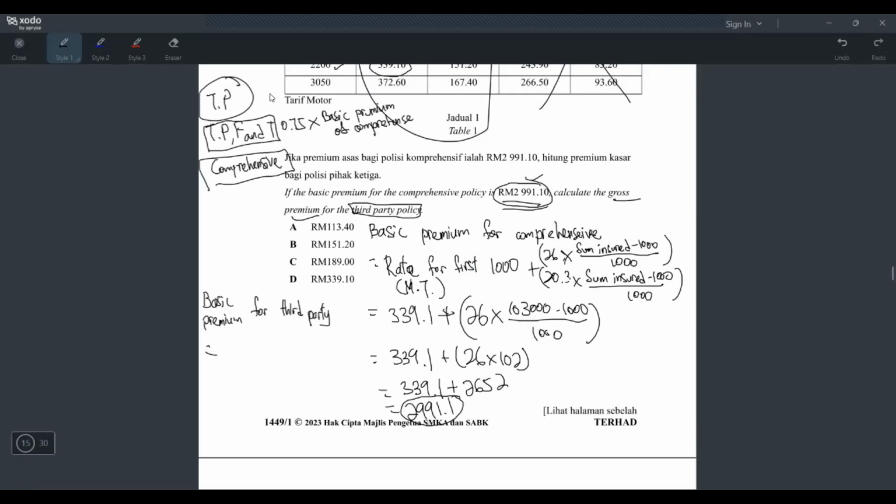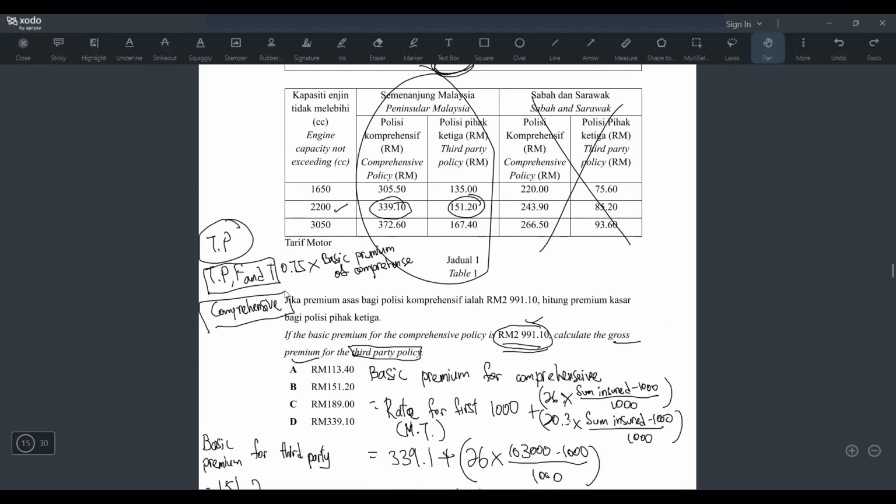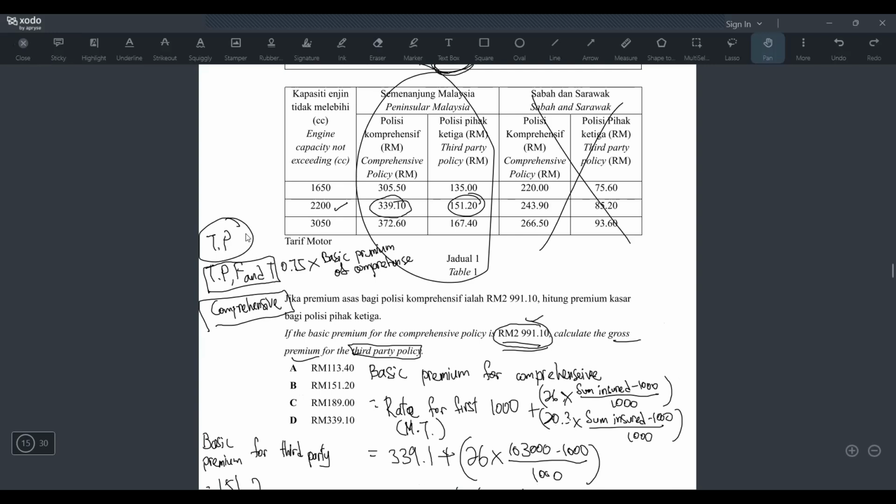But for third party, the basic premium is very easy. You just refer the schedule. You refer the schedule, the motor tariff, straight away get already. So for example, this one third party, you see 151.2, right? That's the basic premium, set already. You don't even have to plus 26 or plus 20.3 or multiply anything, set already. That's the basic premium.